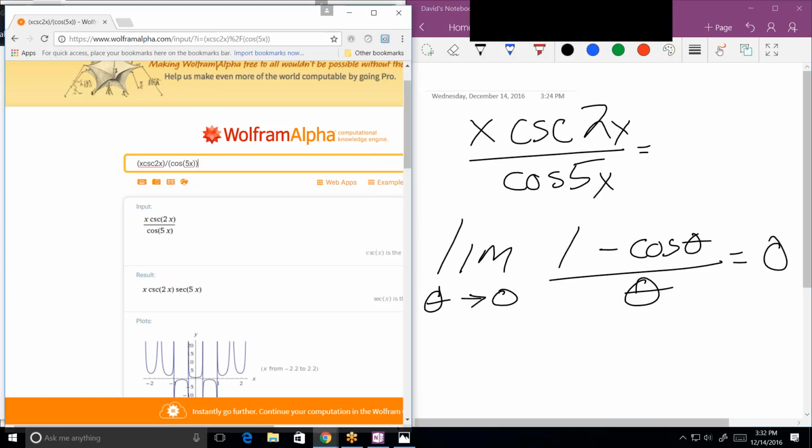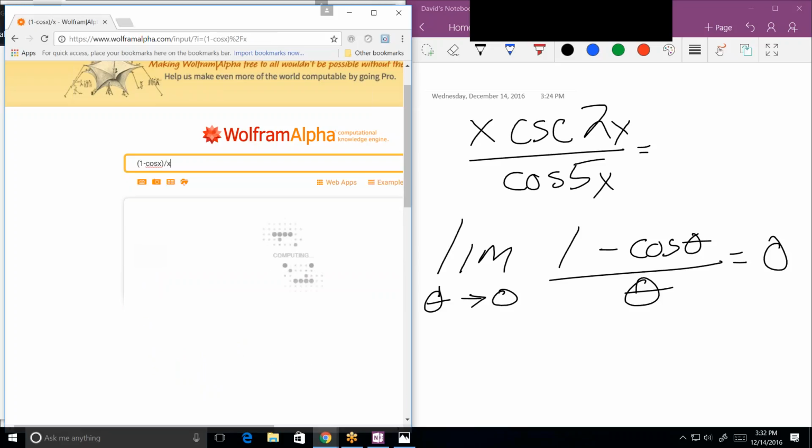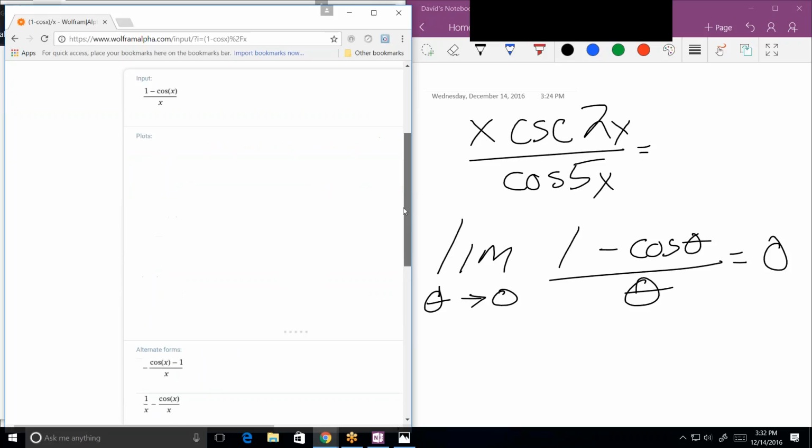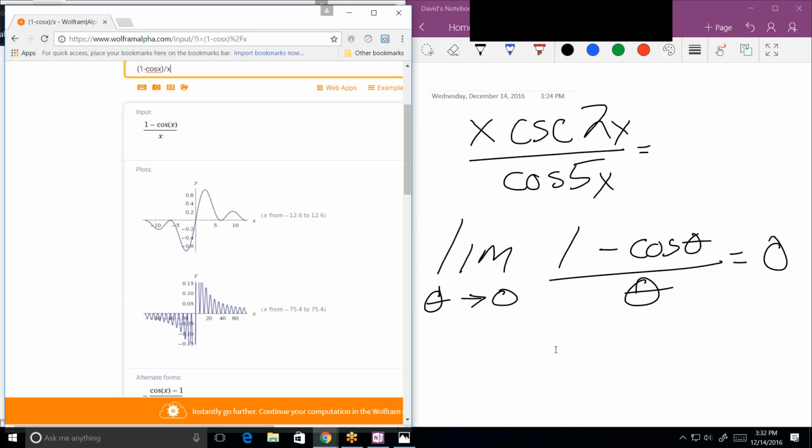Let me graph that real quick. We have the quantity 1 minus cosine of x divided by x. And we'll watch what it does when x goes to 0 and the function goes to 0. Right there. Okay. But again, that's one they just want you to memorize. Yeah, I remember that on the unit circle too.